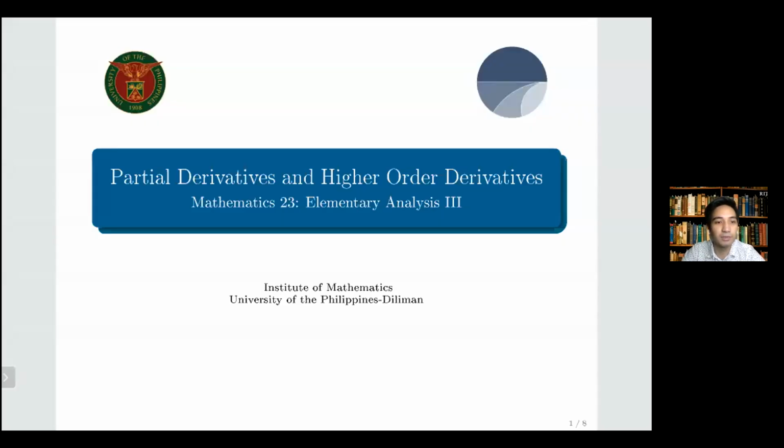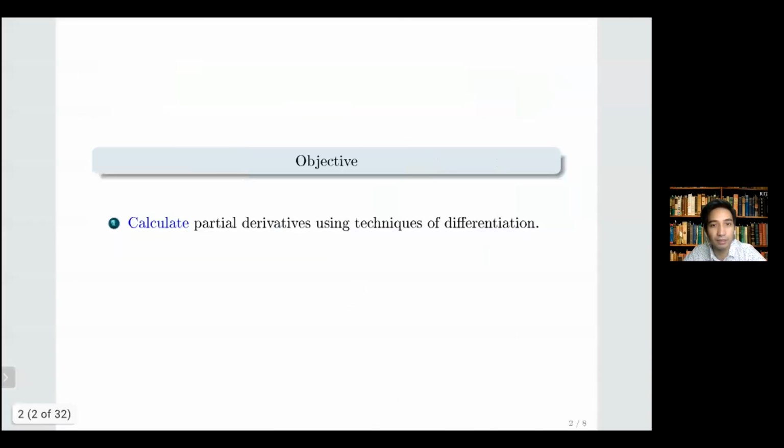Hello and welcome to the second video in a series of videos on partial derivatives. Isa lang yung objective natin for this video, and that is to calculate partial derivatives using techniques of differentiation. So last video, define natin what partial derivatives are and also we discussed how to calculate them using the limit definition.